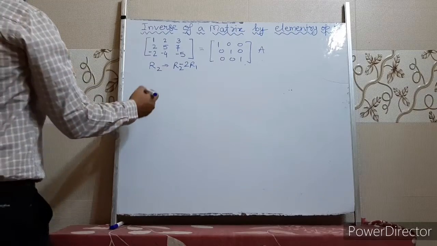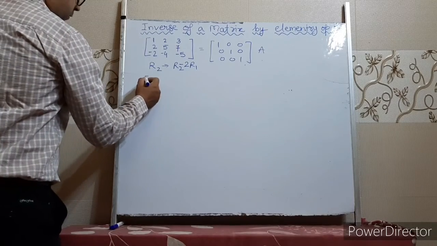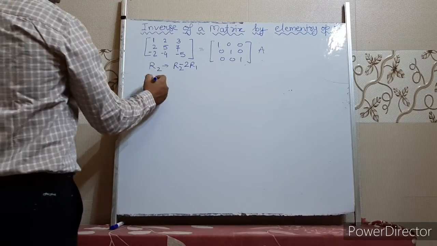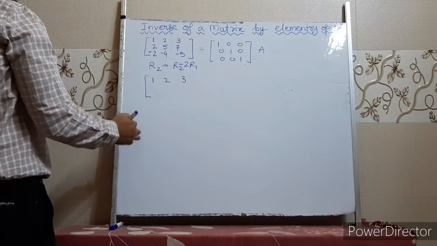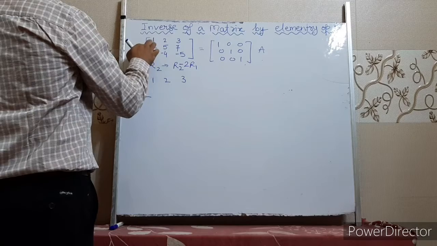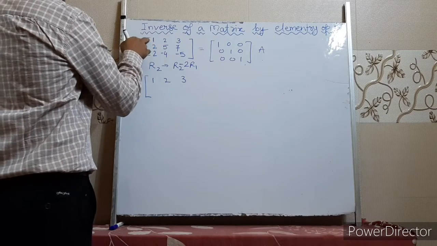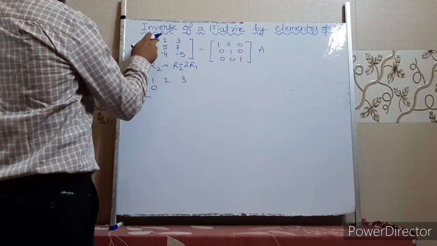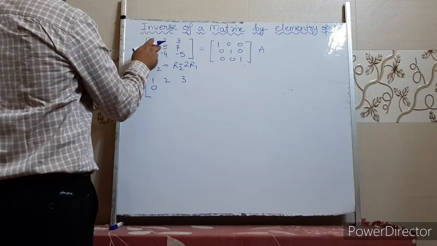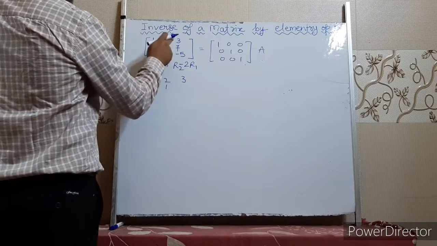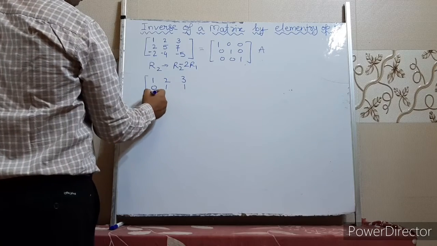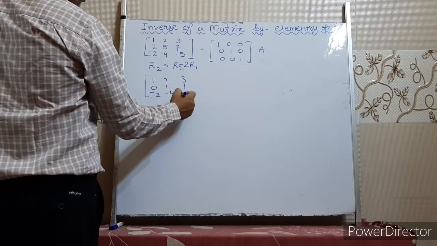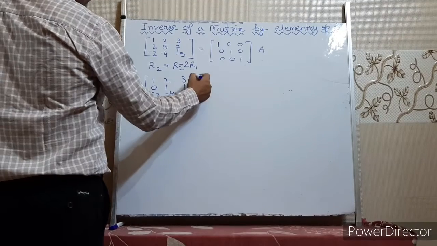Now when we apply the operation, what will we get? R1 will remain the same, 1 2 3. When we multiply by 2, it becomes 2, and 2 minus 2 will be 0. When we multiply 2 here, it becomes 4. 5 minus 4 is 1. 2 times 3 is 6. 7 minus 6 will be 1. This will remain the same. 2 minus 4, minus 5.